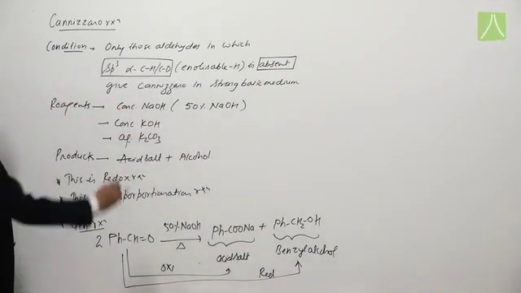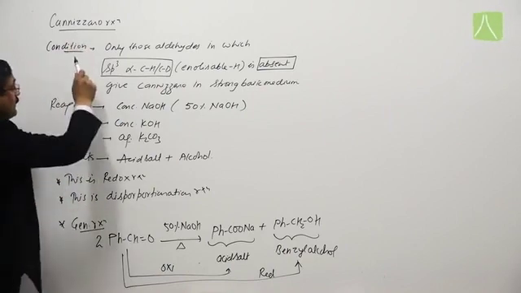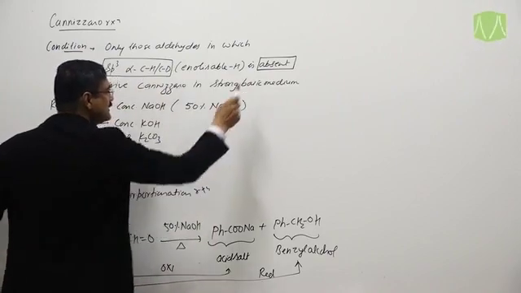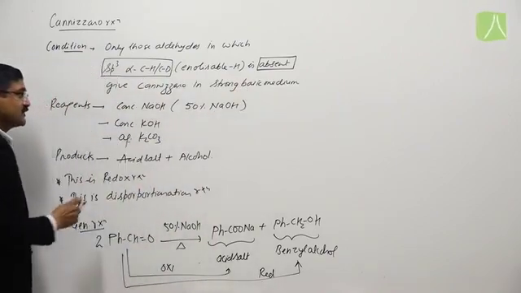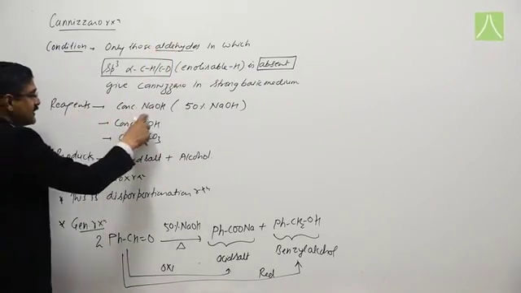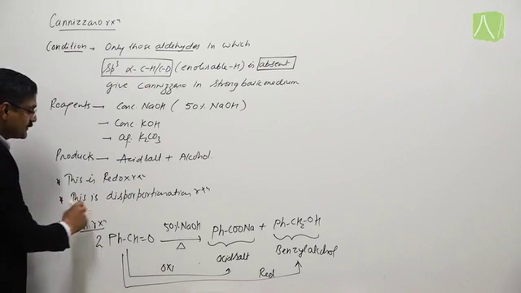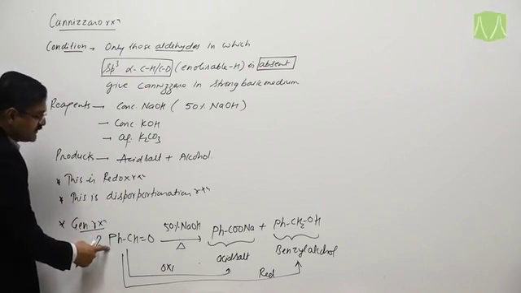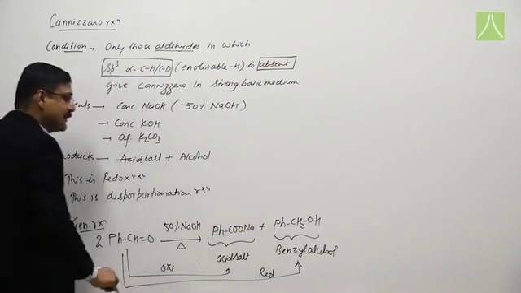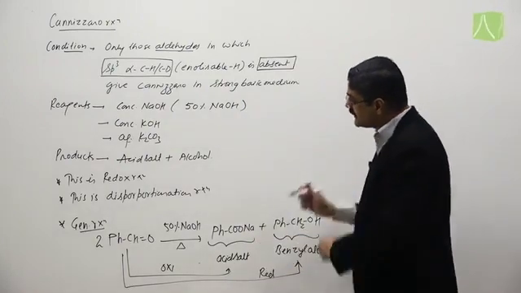So I repeat the total information first. Reaction is Cannizzaro reaction. Condition: only those aldehydes in which sp3 alpha CH or CD is absent can give Cannizzaro reaction. First, aldehydes only, not ketones. Reagents are concentrated base. Products are acid salt plus alcohol. Reaction is redox and disproportionation. Very simple reaction: aldehyde converts into acid as well as alcohol simultaneously. So 1 mole each of acid and alcohol are obtained in this reaction.